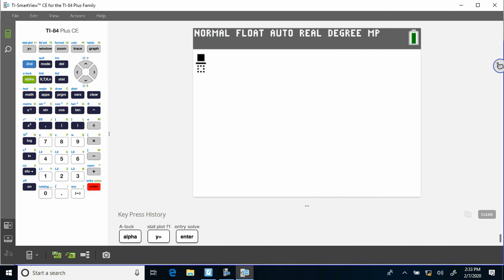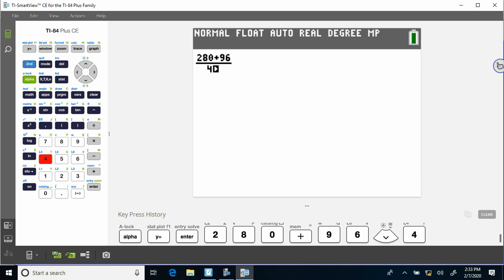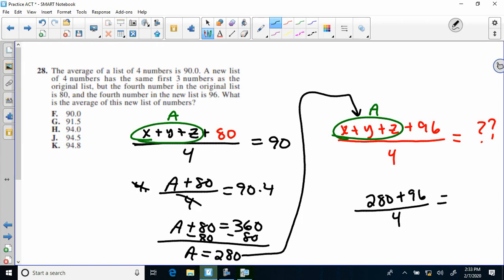See if I can throw that in here. So 280 plus 96 all over 4. Hit enter, and it's going to tell me that my new average was 94. So that's this guy over here, which is my answer, or 94 right here for 28.